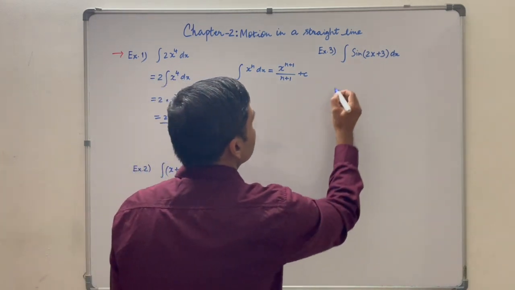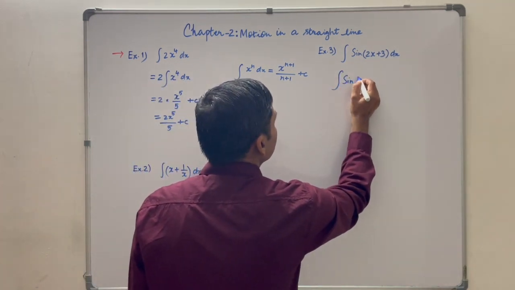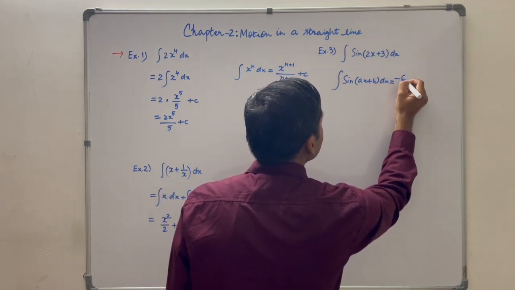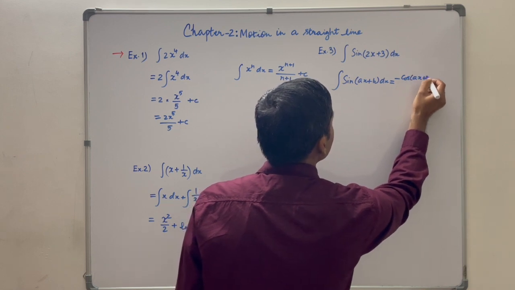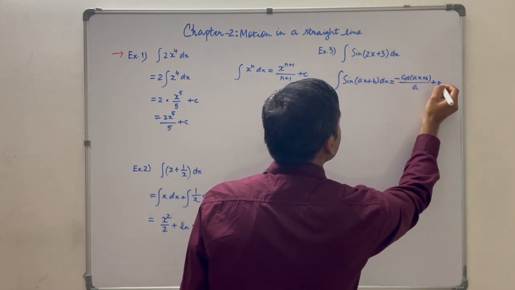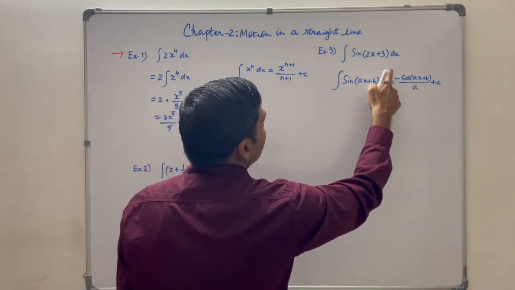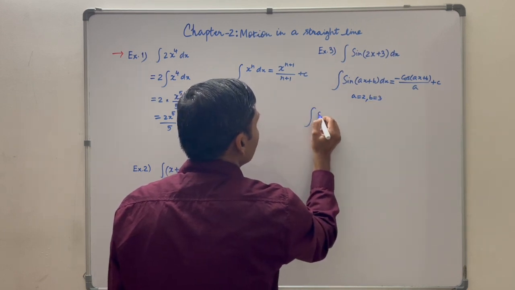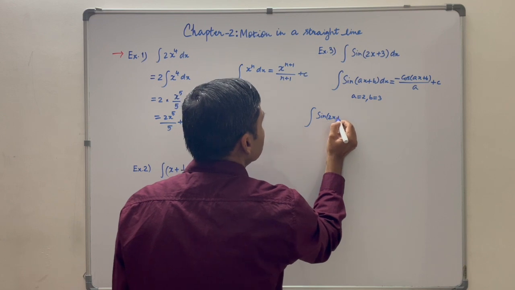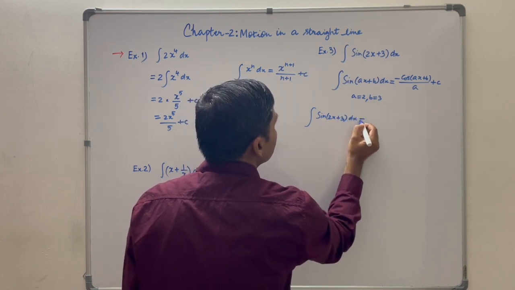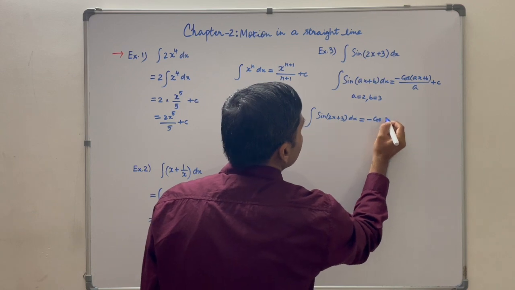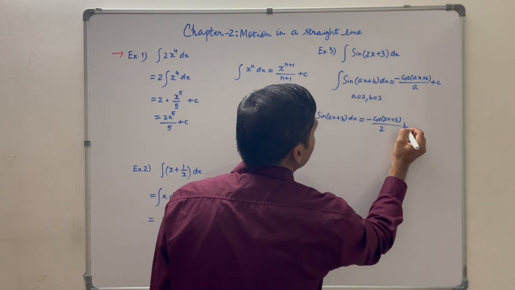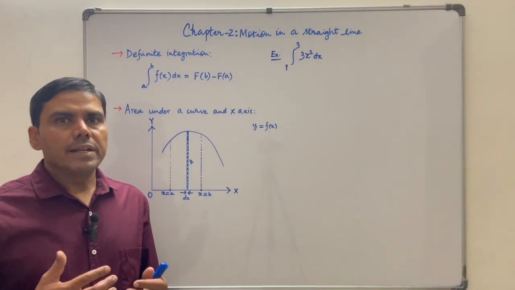We know the formula that integration of sine ax plus b dx is equal to minus cos ax plus b upon a plus c. Now putting the value a is equal to 2 and b is equal to 3, integration of sine 2x plus 3 dx will be equal to minus cos 2x plus 3 upon 2 plus c. Now let us see definite integration.